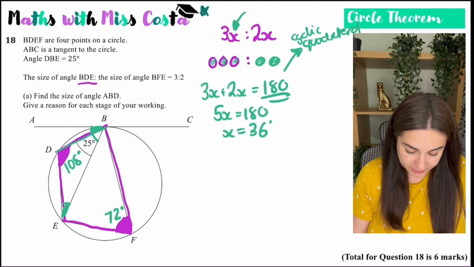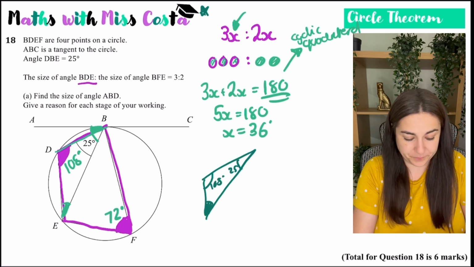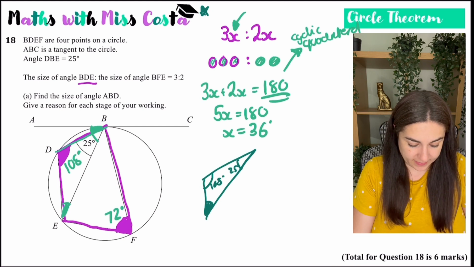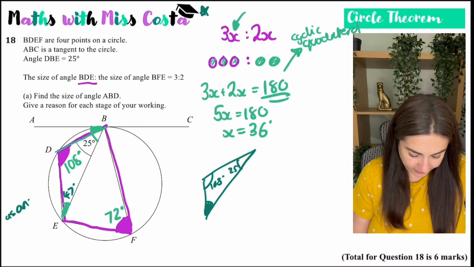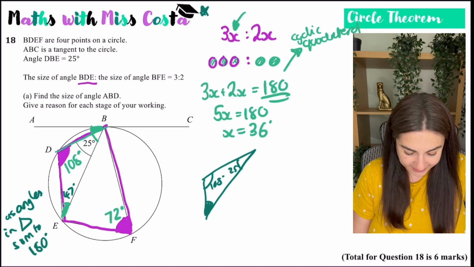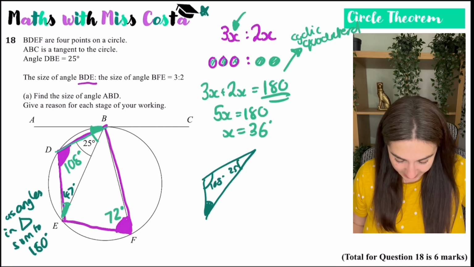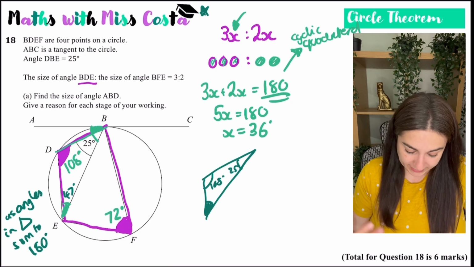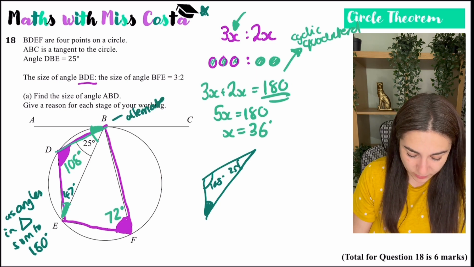If I just took this triangle out, I know that this is 25 degrees, this is 108 degrees, so I could work out what this is by doing 180 take 108 take 25 equals 47. And I'd say, because angles in a triangle sum to 180, don't forget your reasons. It's really important you write your reasons, because without reasons you don't get the marks, even for the basic things. And for the alternate segment theorem, you can just write alternate segment theorem, that's okay.